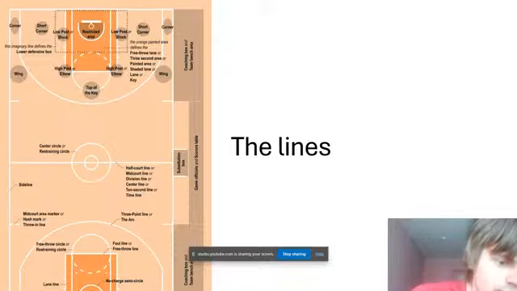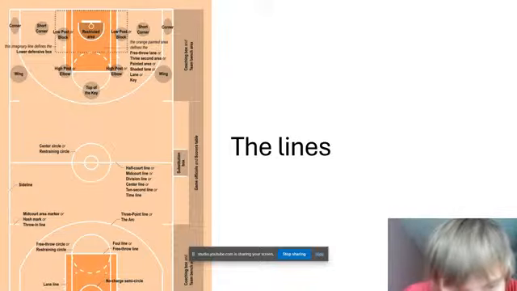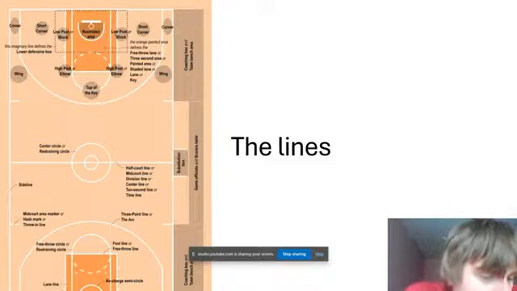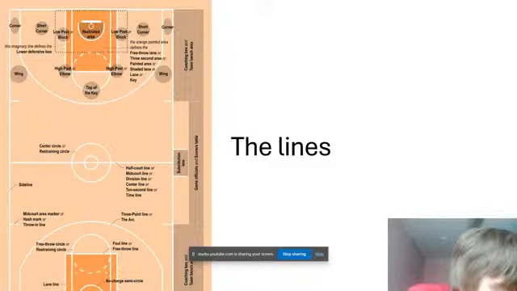So we have low posts and high posts, and if we see those markings on the lane lines, the teeth-like things, that's where the defense and the offense need to be. And as we can see, there's only a limited number of those spots, because all of the other people that do not fit in them need to be behind the 3-point line.